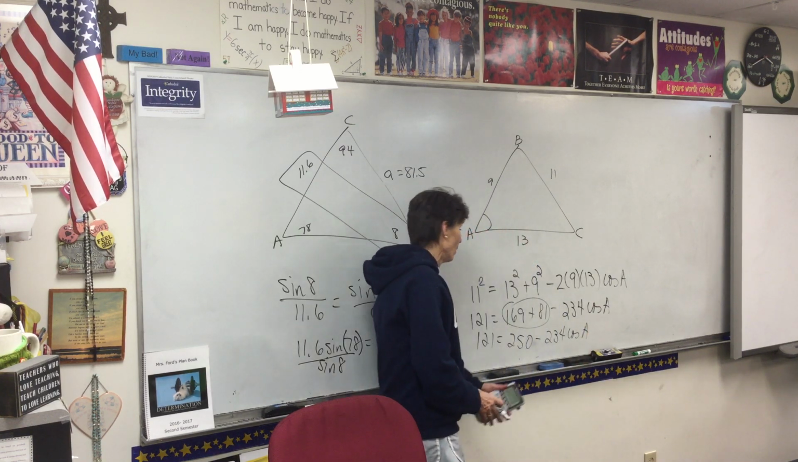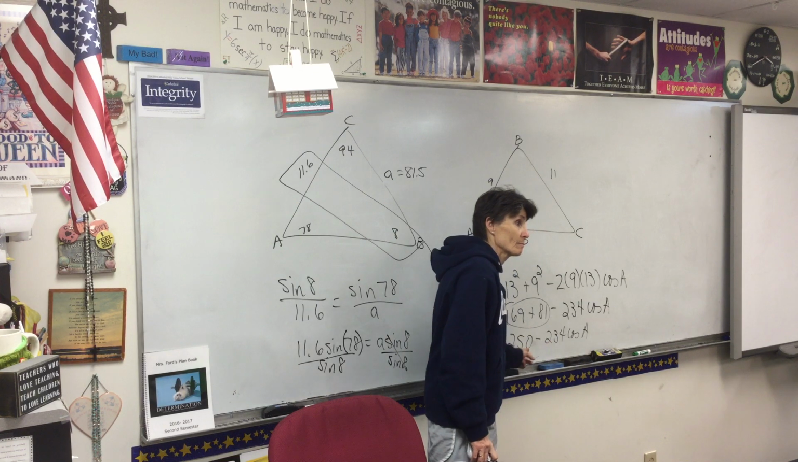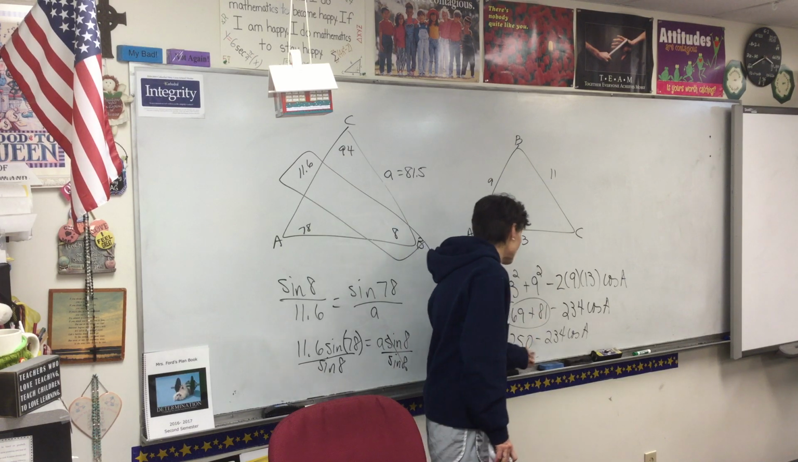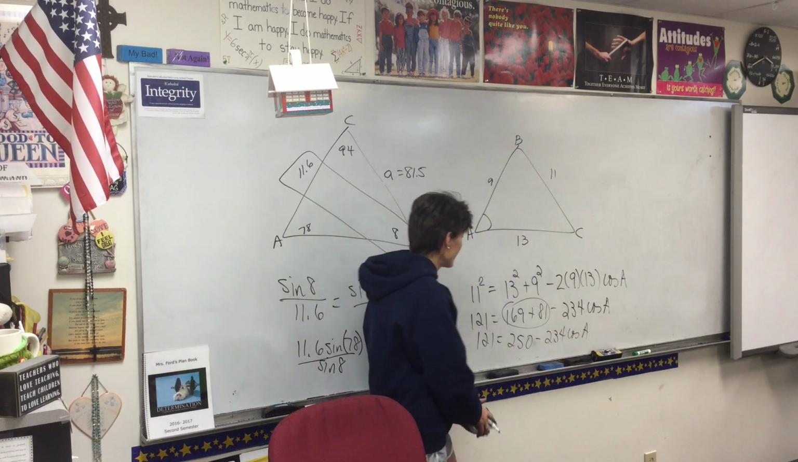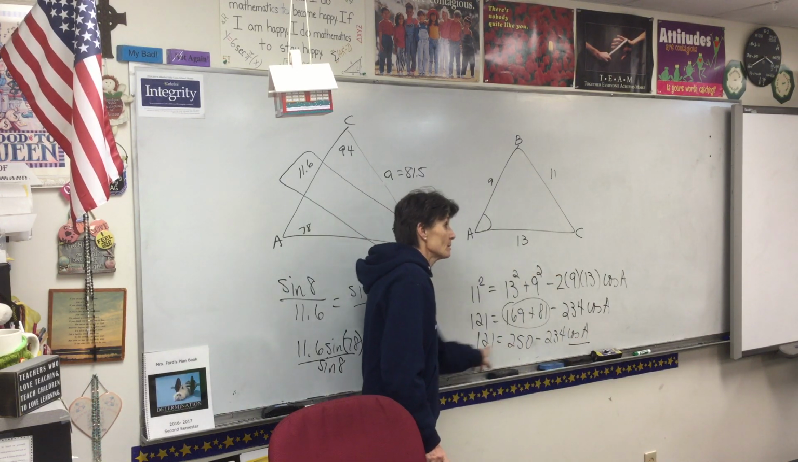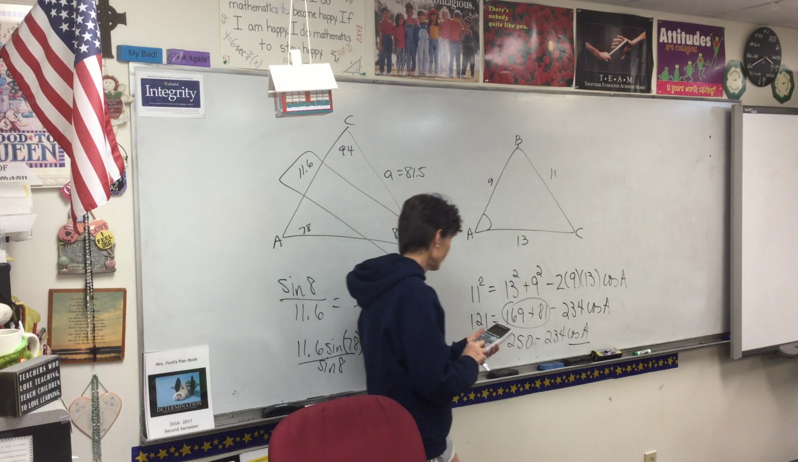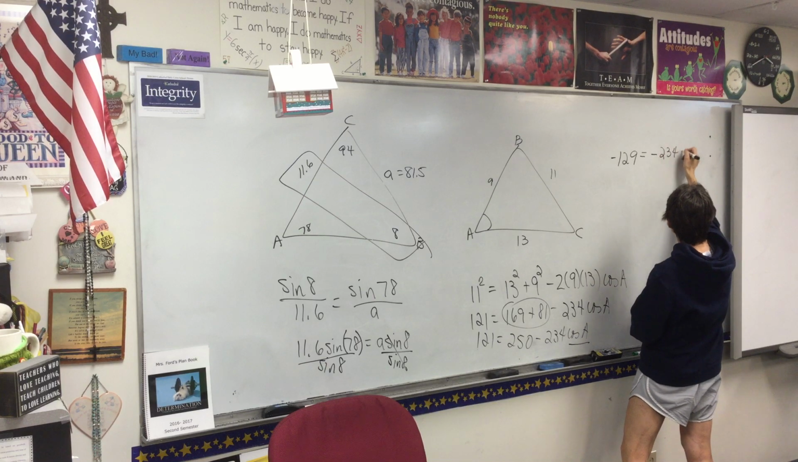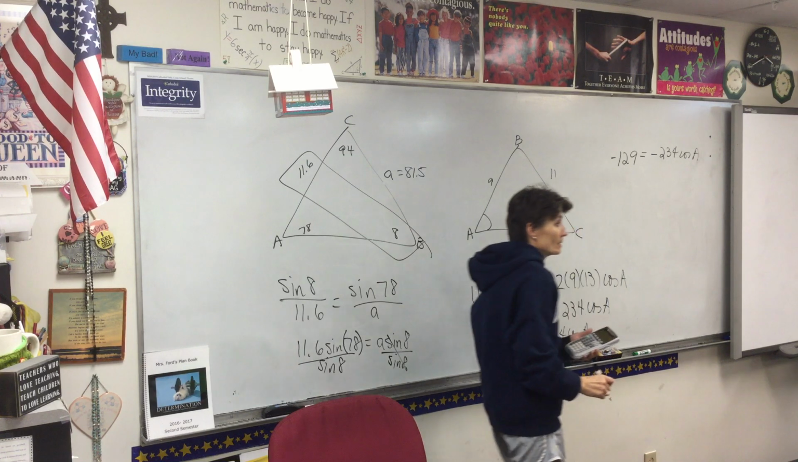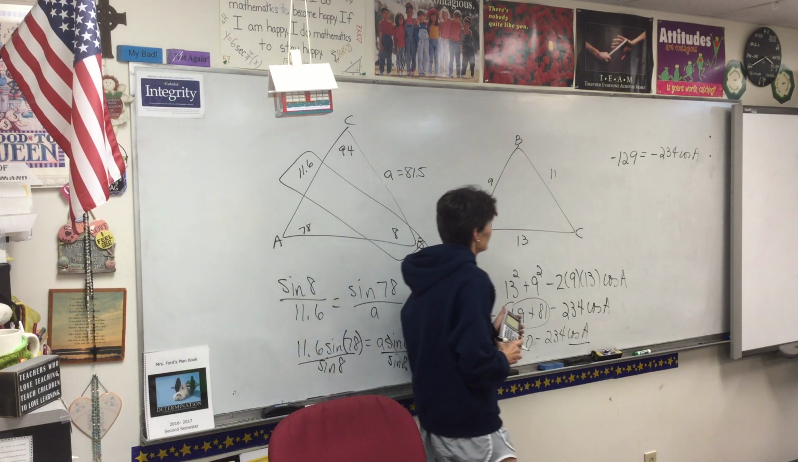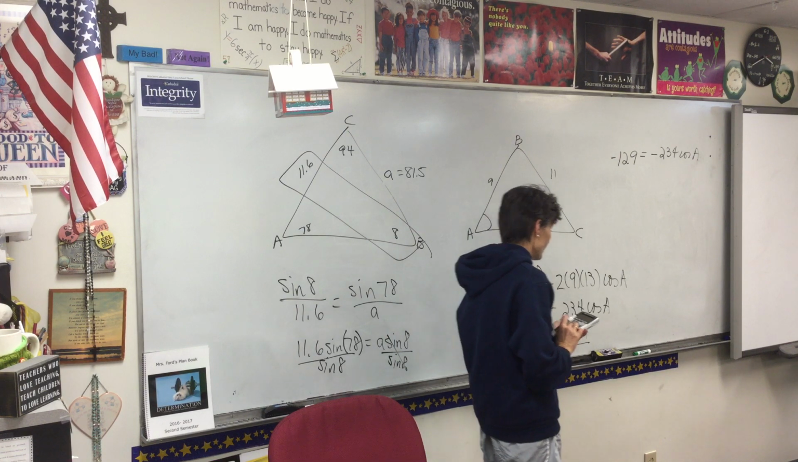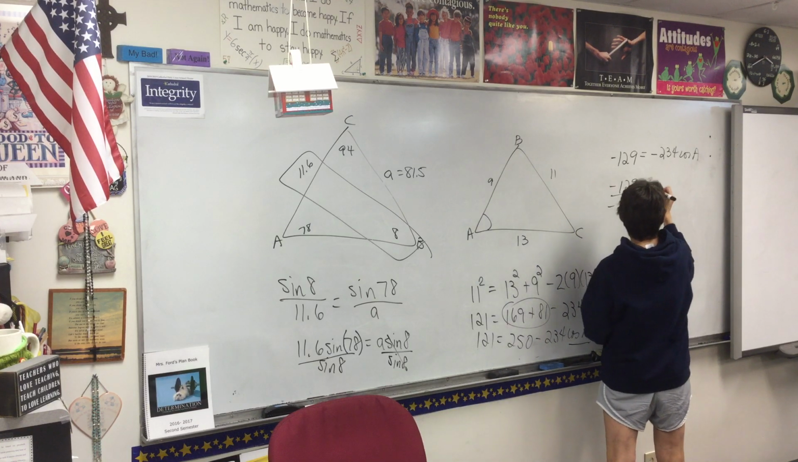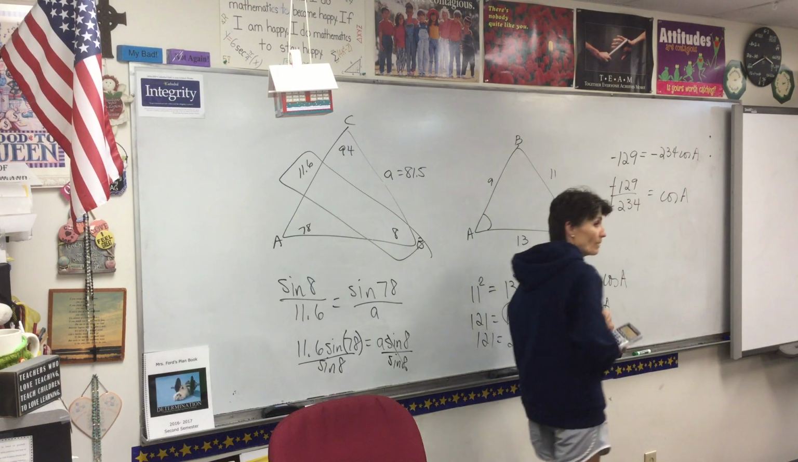Now, there are going to be people that subtract these, and they're going to be the people that get the big red mark on the paper. These can't be subtracted. So what do we do? We're trying to solve for cosine. Subtract the 250. So we get negative 129 equals negative 234 cosine. And then we have negative 129 divided by negative 234, and the negatives are going to cancel, right?